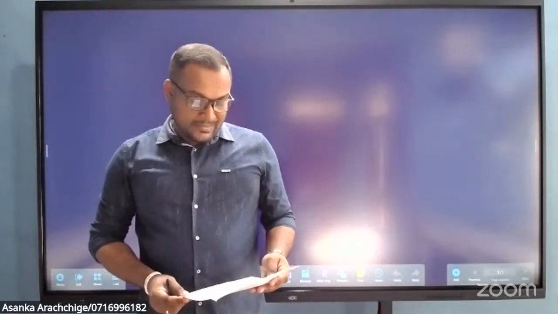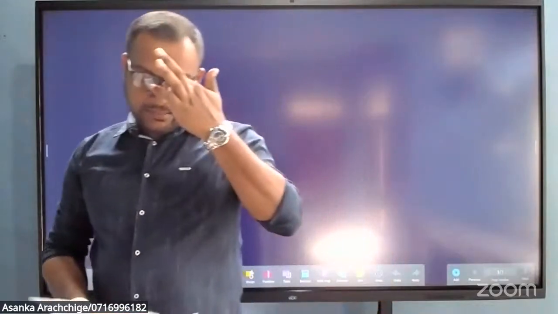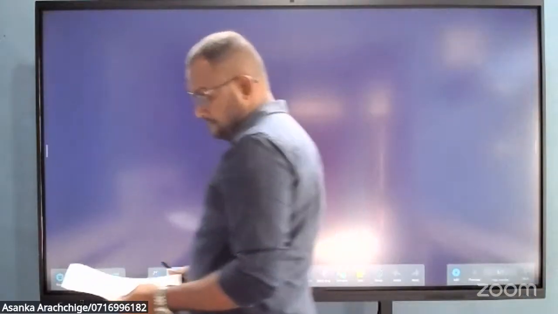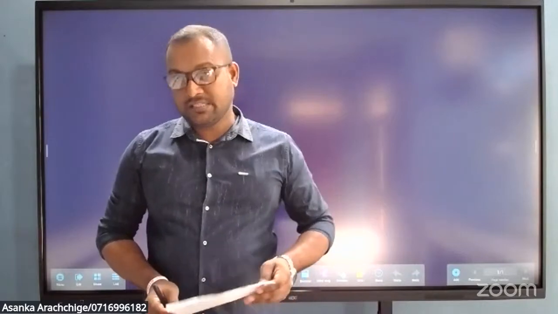Now we are going to discuss part A of the second paper of the 2022-2025 O-level maths paper. Okay, the very first question today, as usual, has been given from percentages.